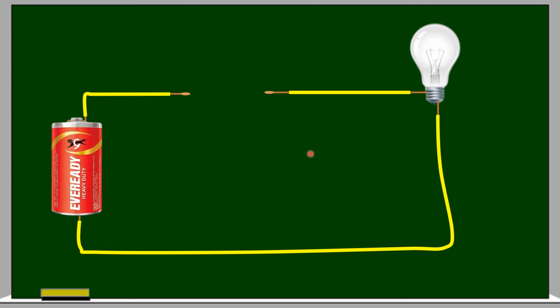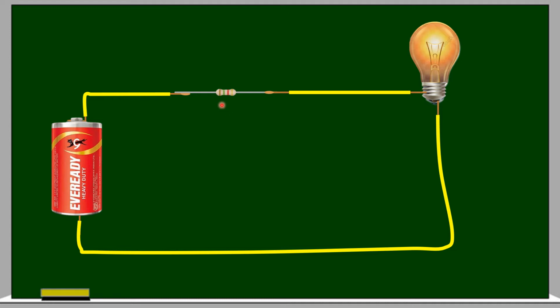See here, first I will fill this gap with copper wire. Now the bulb glows brightly, you can see here, isn't it? Now I will remove this copper wire. In place of it I will put one resistor. This time also bulb is glowing, but the bulb glows dimly.